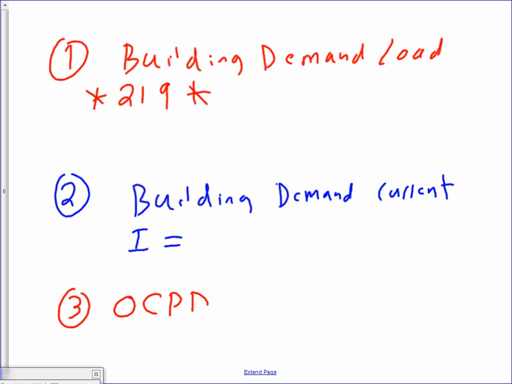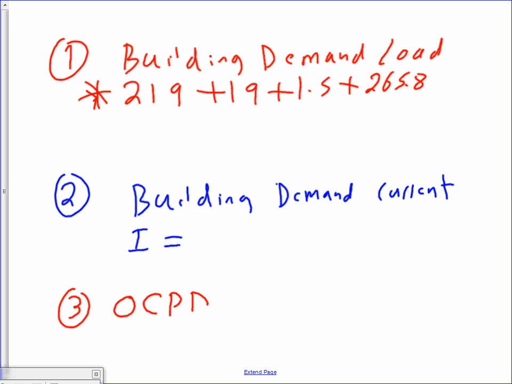21.9, that was, I believe, for the light. 19, can't recall what that was for, track lights, I think. 1.5, that was for the sign. I'm adding, not multiplying, Chad. I'm adding them. So 21.9 plus 19 plus 1.5 plus 265.8, that's for the HVAC, plus 50, that's for the receptacle. Okay, we forgot 24. What was for 24? Plus 24 plus 50. Did I forget any?